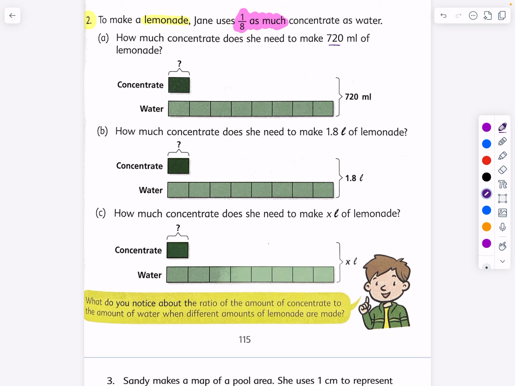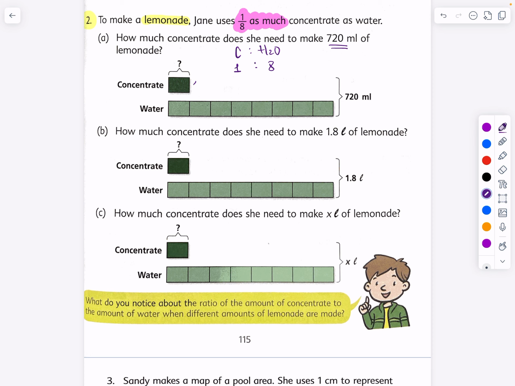720 milliliters of lemonade? Let's set up what is given. First of all, we need 1/8 as much. That means concentrate to water. Actually, let me use H2O. Here is our given ratio. 1 part concentrate, 8 parts water, or 1 to 8. To have 1/8 as much concentrate means 1 to 8.